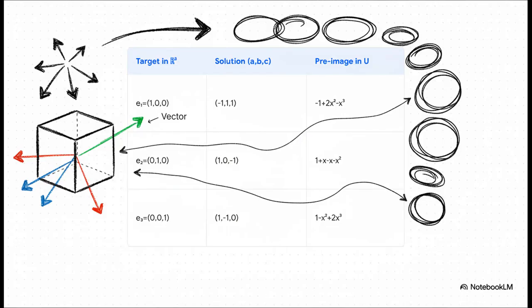Now, the way we do this is actually pretty smart. Instead of trying to solve this for some generic vector, we just do it for the building blocks of R3, the standard basis vectors, 1, 0, 0, 0, 1, 0, and 0, 0, 1. For each one of these, we work backward and find the one polynomial in U that T turns into it. We just have to solve that little system 3 times.